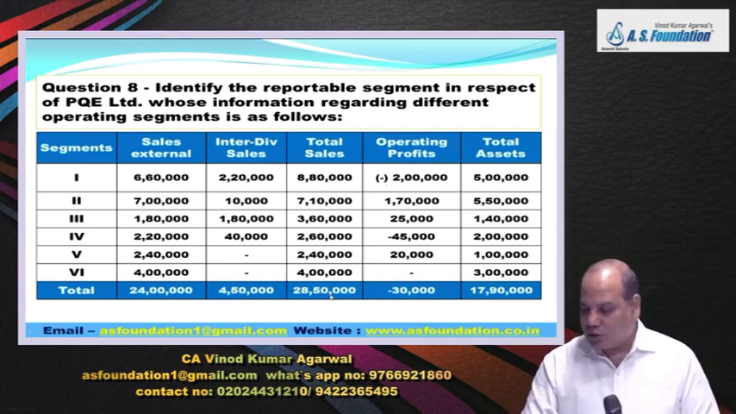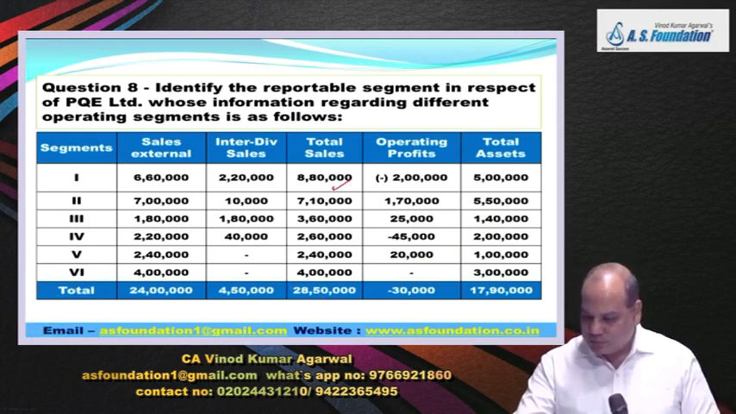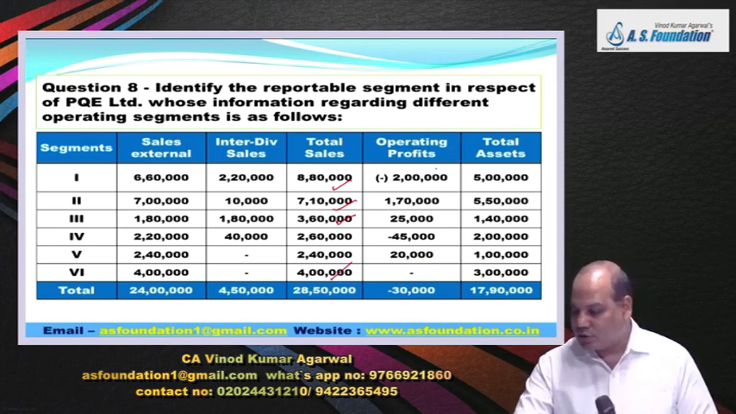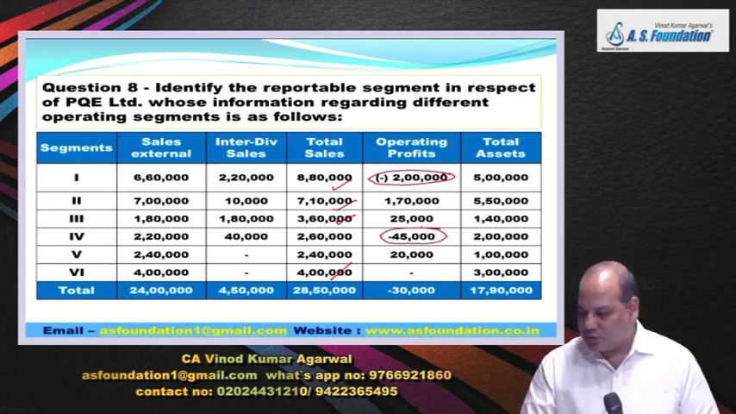What is the total sale of the company of the segment, internal plus external? 28 lakh 50,000. Take 10% of it: 2 lakh 85,000. So 1, 2, 3 and 6 will become a reportable segment. Now you try this one. This has got some negative figure also.